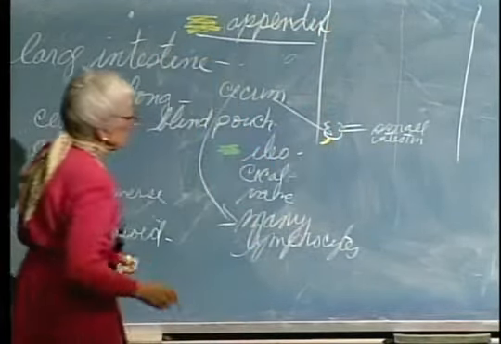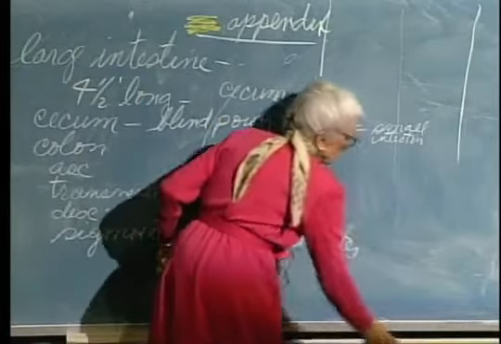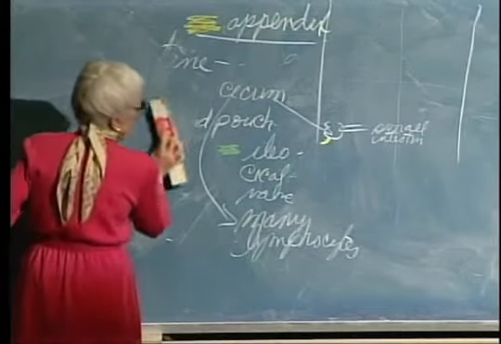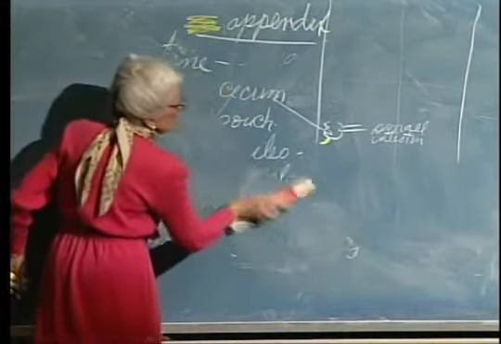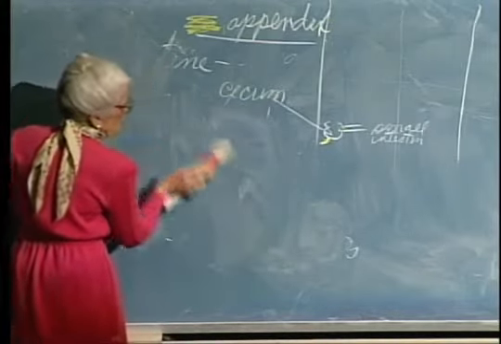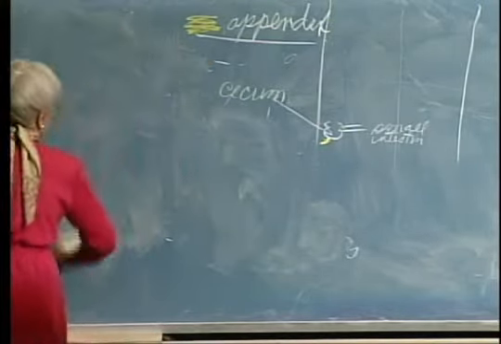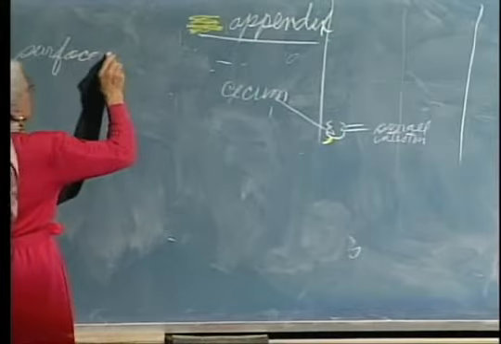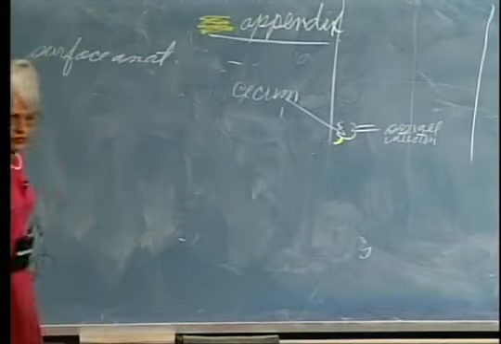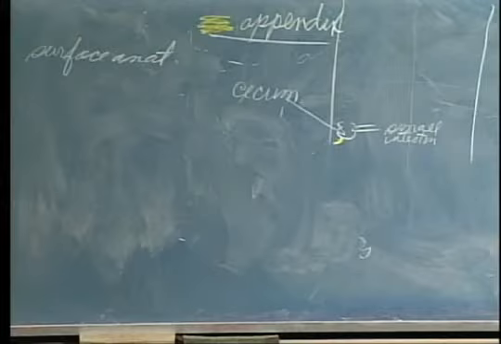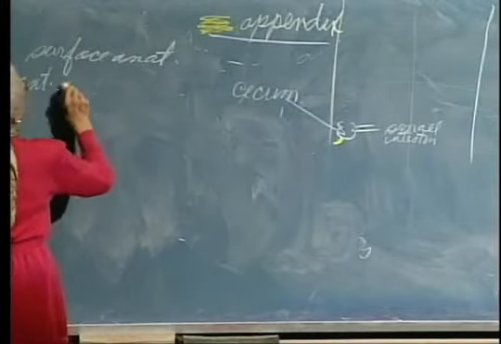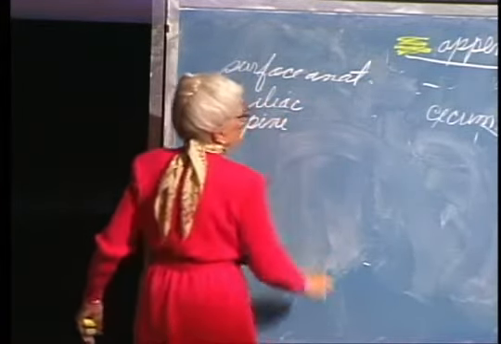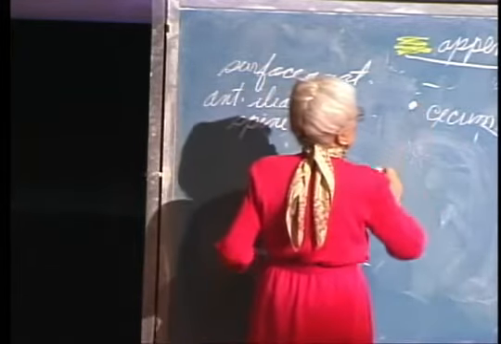so we see the little appendix there. How do you tell somebody exactly where the appendix is if it's in its normal position? From surface anatomy. So from surface anatomy, you find your anterior iliac spine, anterior iliac spine, and you draw a line over to your umbilicus.